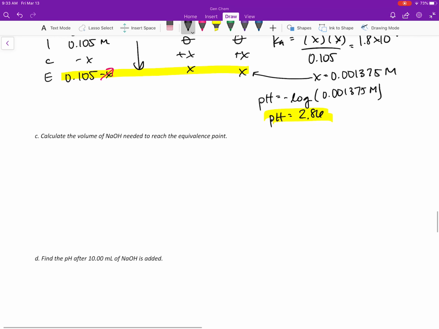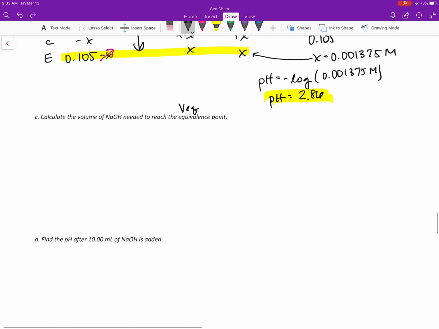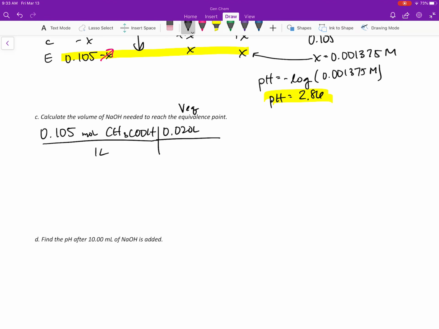So for part C, it says it wants to know the amount of NaOH needed to reach the equivalence point. So I'm solving for the volume of NaOH. I'm going to do it just like I did the previous problem, by starting off with how much of my acetic acid, how many moles I have. And I started off with 20 milliliters of acetic acid with a certain molarity, 0.105, which means to get to the equivalence point, I have to consume 0.0021 moles of acetic acid.